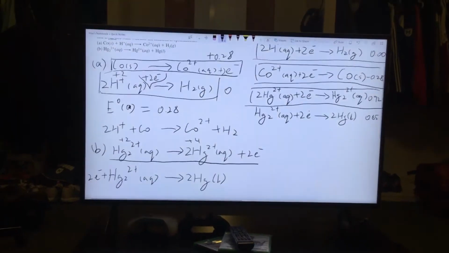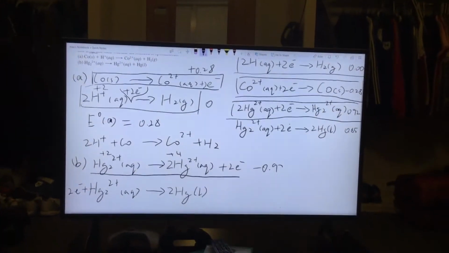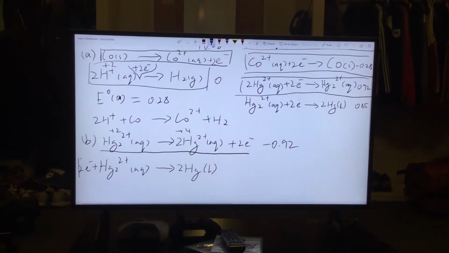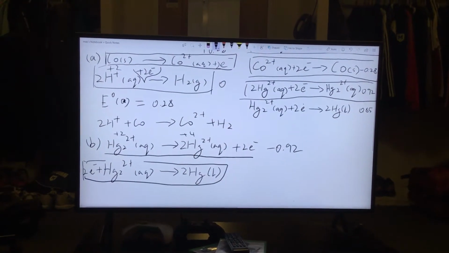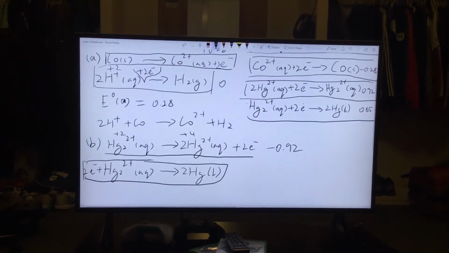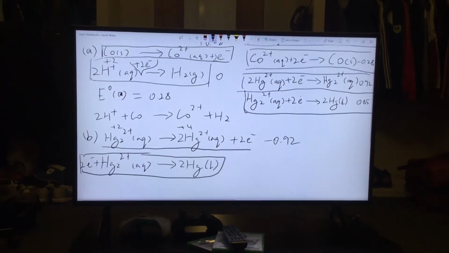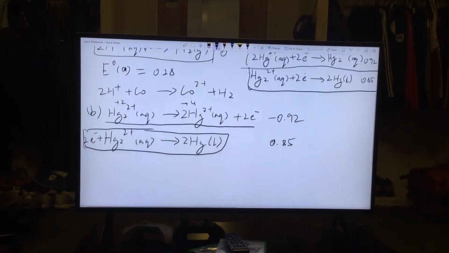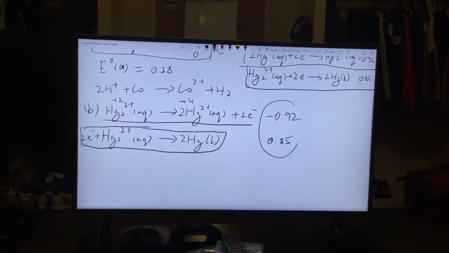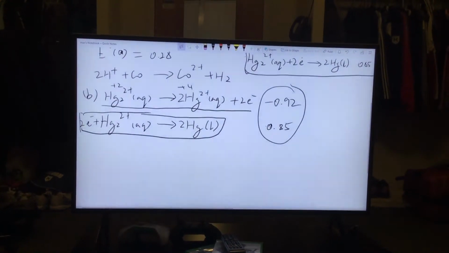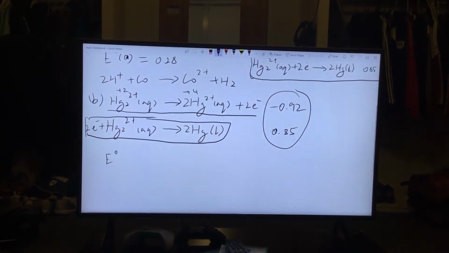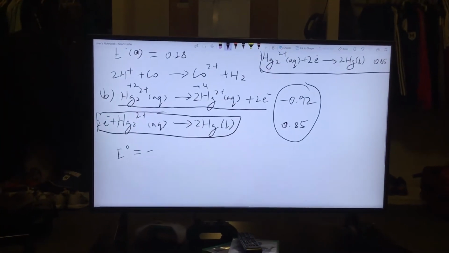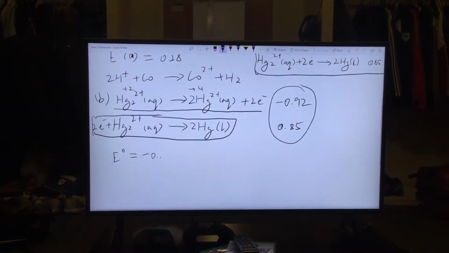So the 0.92 here is going to be negative 0.92 because it is reversed. And then this reaction is the same as this one, so we don't have to do anything about it. We just keep the 0.85 of which it is said. By knowing these two numbers, we just add them up and tell that the E for this question is equal to negative 0.07.